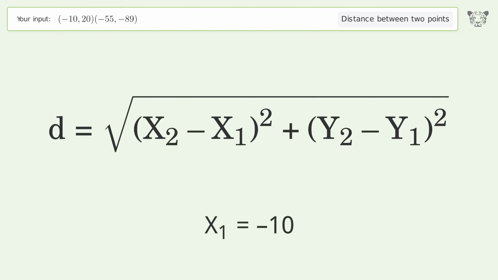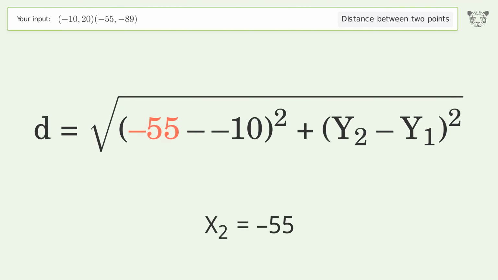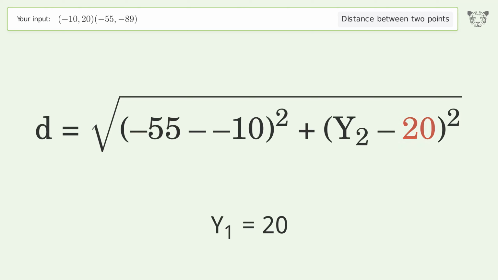x1 equals negative 10. x2 equals negative 55. y1 equals 20. y2 equals negative 89.